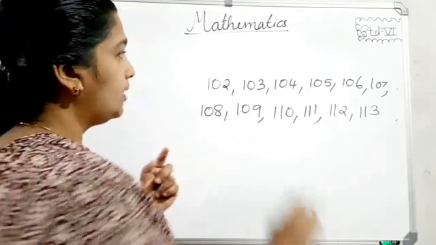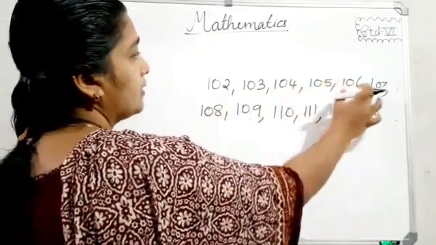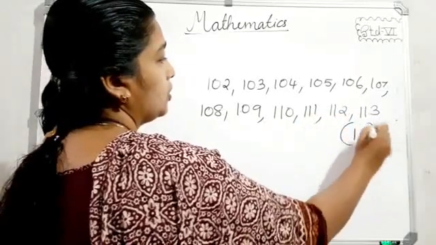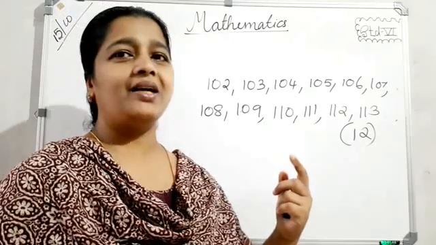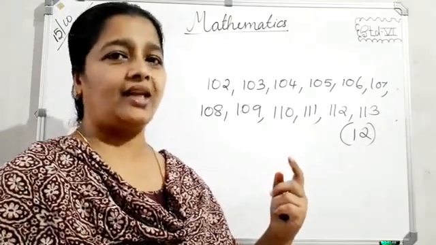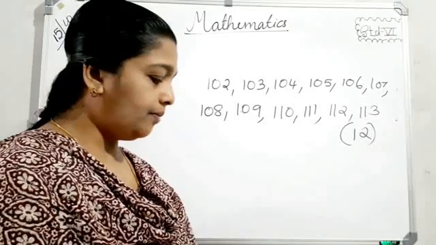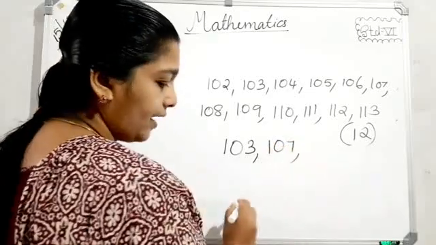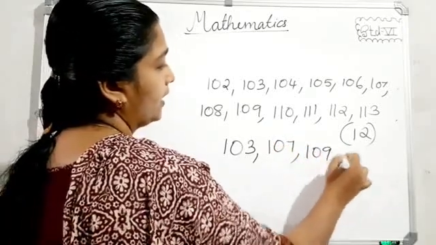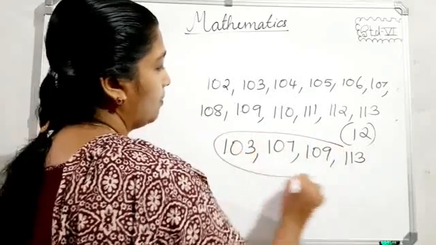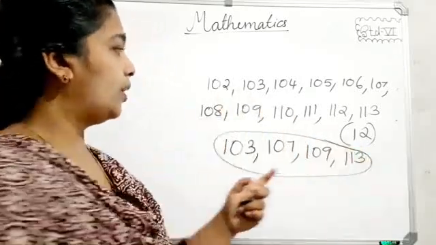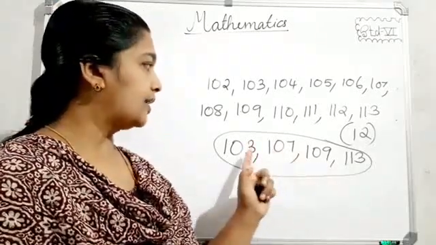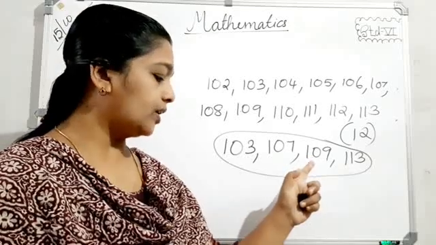So we can count how many: 1, 2, 3, 4, 5, 6, 7, 8, 9, 10, 11, 12. Total 12. You know the prime numbers from 2 to 100, isn't it? Yes. So listen, the prime numbers from 102 to 113 are 103, 107, 109 and 113. Understand?